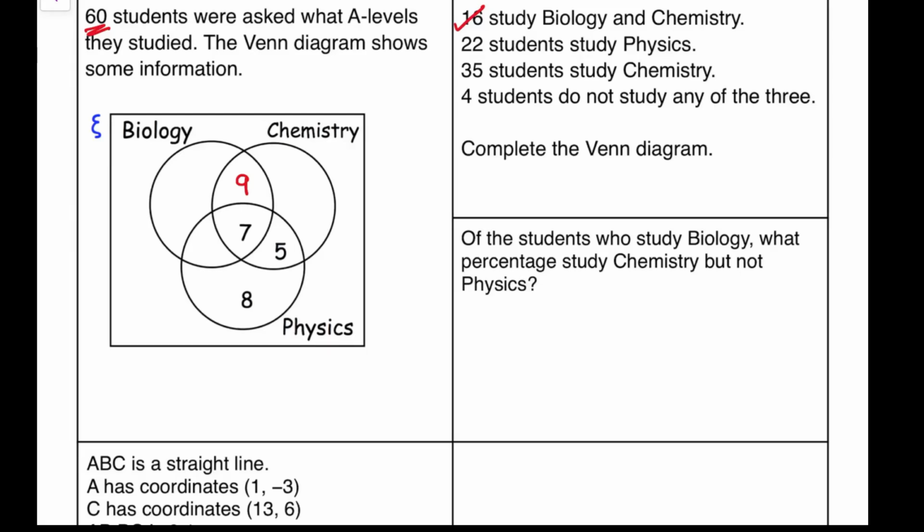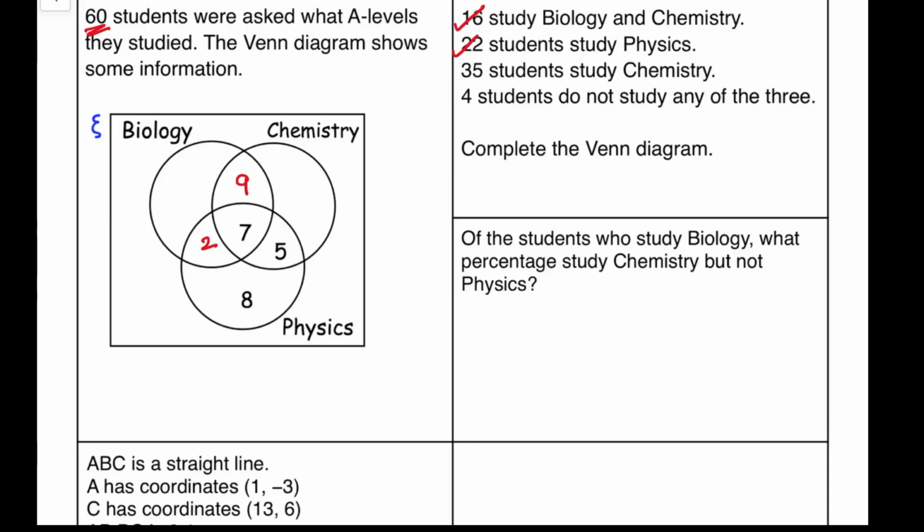22 students study physics. Well, physics is basically all the students in this circle here. Already in that circle, I have 8 plus 7, which is 15, plus 5, which is 20. So therefore, I know the remaining 2 students must go over here. It's all about understanding that inside the overall circle are all the students I care about, which in this case is the 22 that do physics.